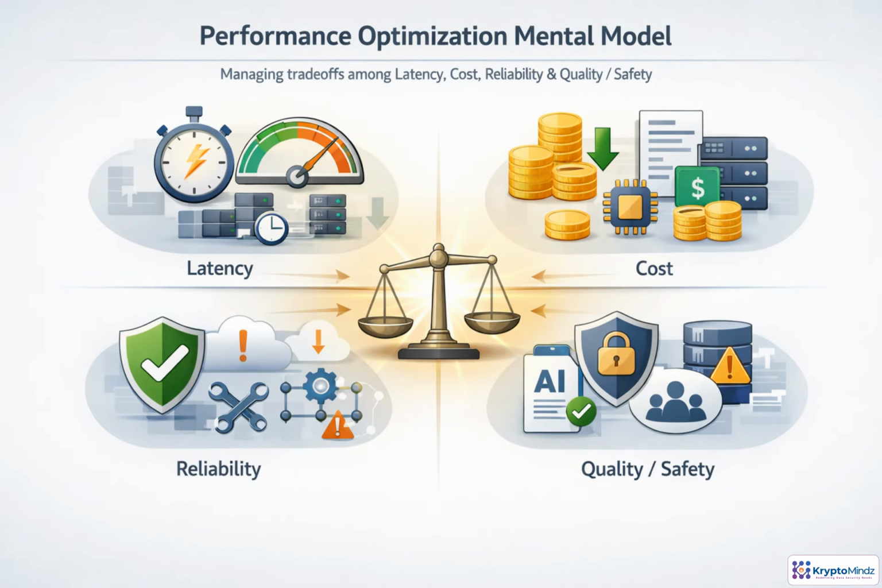Production optimization is a balancing act, not a race toward one metric. Faster responses may come from caching, shorter prompts, or smaller models, but each option can affect quality or safety. Lower cost comes from reducing unnecessary tokens, retrieval calls, embedding calls, and model invocations, while preserving the context the answer depends on. Reliability adds another layer.